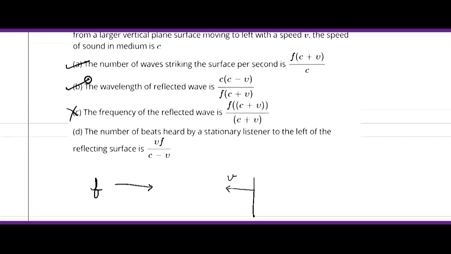So this option is correct. Now, fourth option: the number of beats heard by a stationary listener to the left of the reflecting surface is.